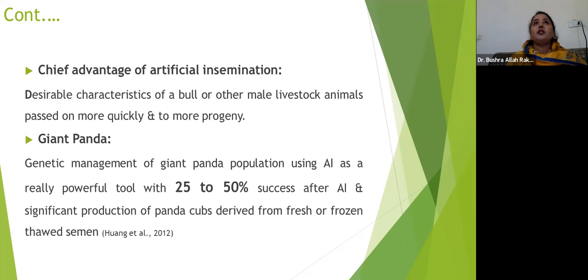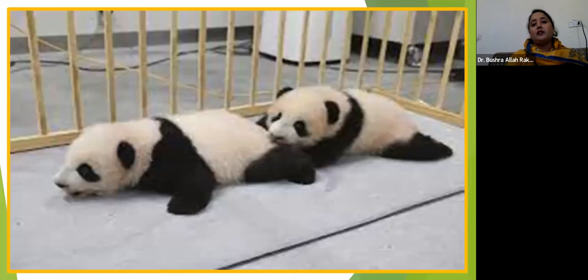It has been reported that in some cases semen can be collected after 48 hours of the death of the animal. There are various successful applications, like here you can see the giant panda population using AI as a really powerful tool, and 50% success has been obtained from this artificial insemination.